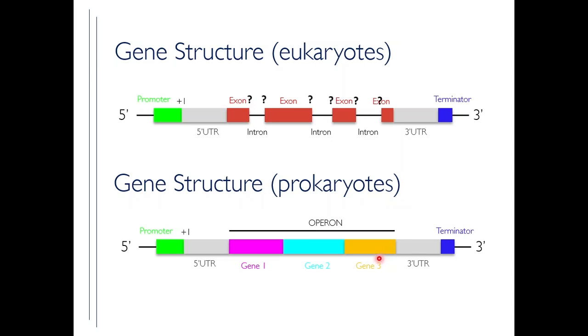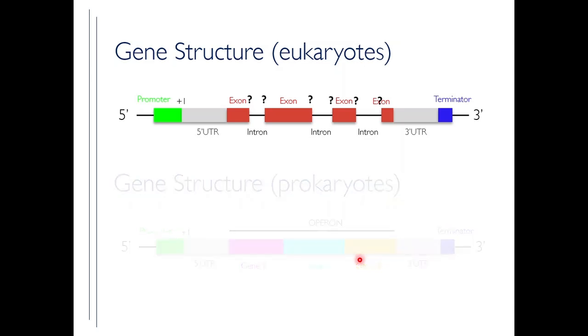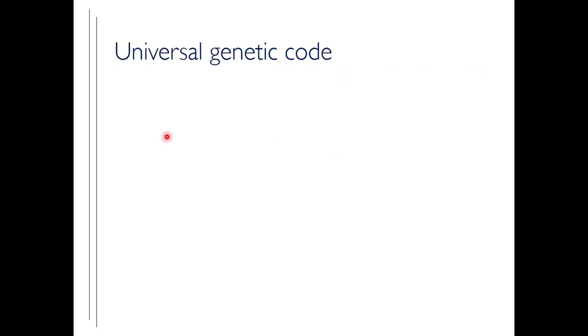If we need to make tryptophan, we can just turn on this one promoter, if you like, and all of these genes will be expressed simultaneously. And what that means is we can have very efficient ways of regulating genes and turning on biochemical pathways rather quickly. But as I said, we're not going to worry too much about operons. We're actually going to focus predominantly on eukaryotic genes throughout the course.